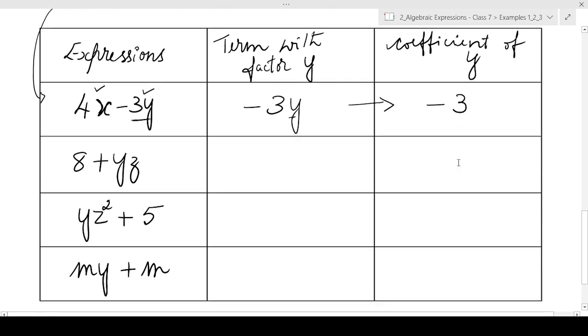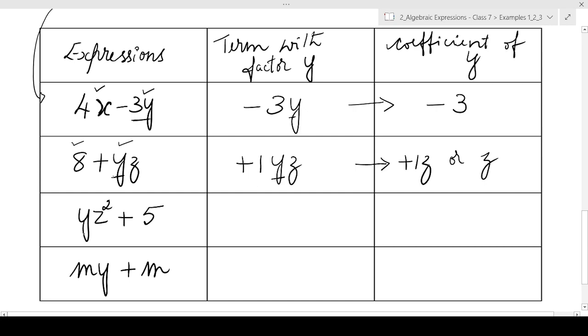Moving ahead, let's go to the second problem. 8 plus yz. Okay, so where is y? Now this is also an expression with two terms. y is there in the second term. Okay, as such, the term which has the factor y is plus yz. As I told you, if there is no number, it is 1. So what's the coefficient of y? Leave y and whatever rest is there, that you need to write. So it is plus 1z, or you can simply write it as z. Both are correct.